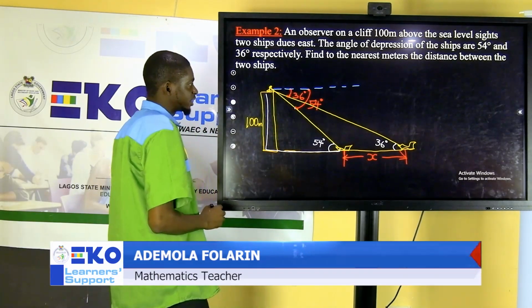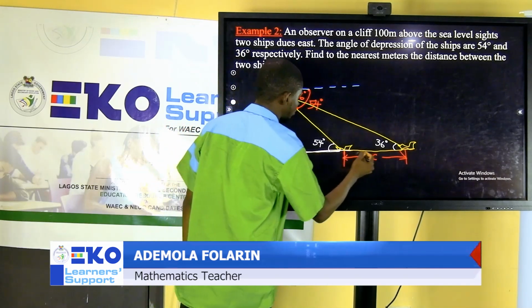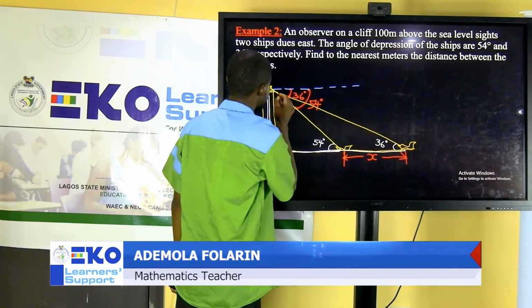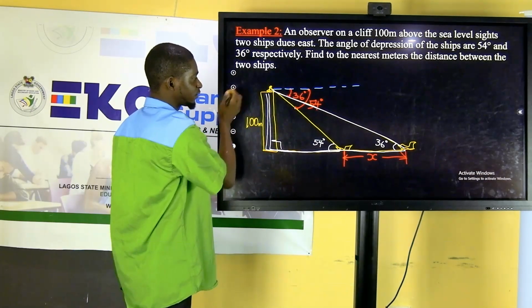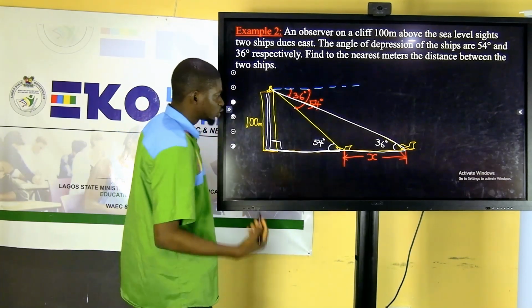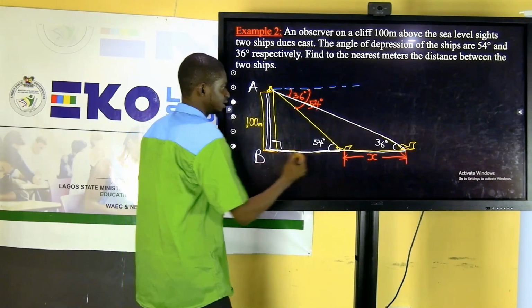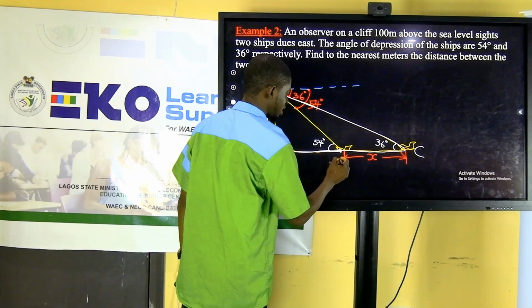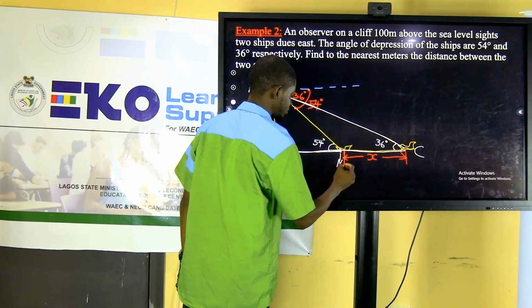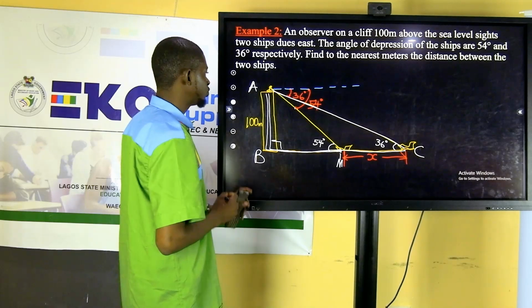For us to be able to get this, we probably consider the biggest of it all. This is a right angle triangle, right? The cliff and this. To make it easy, we may label this as A, B, C, and maybe this point, let's call that one M. Fantastic, we've been able to interpret this.